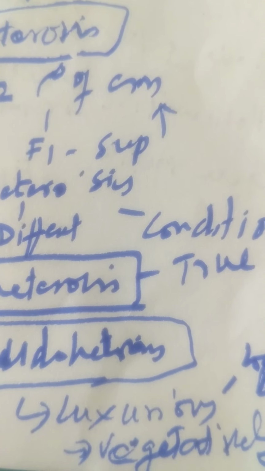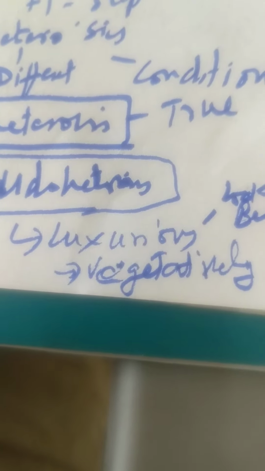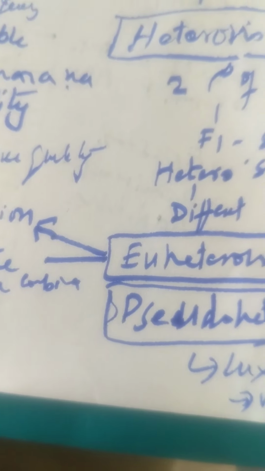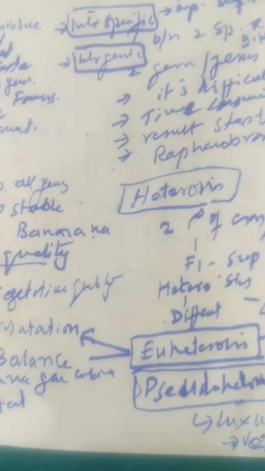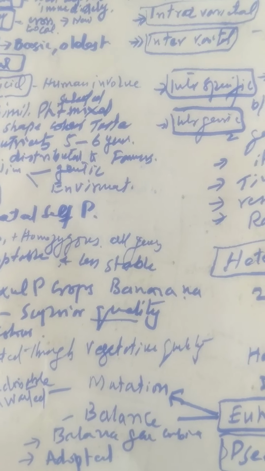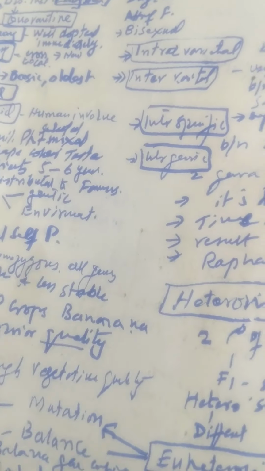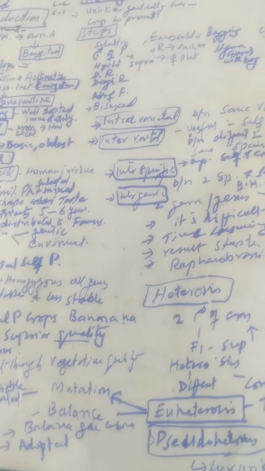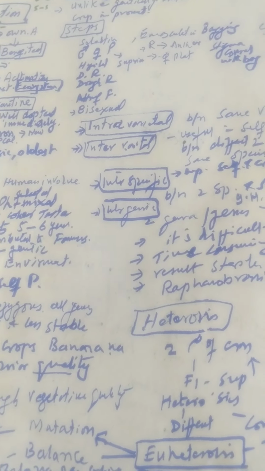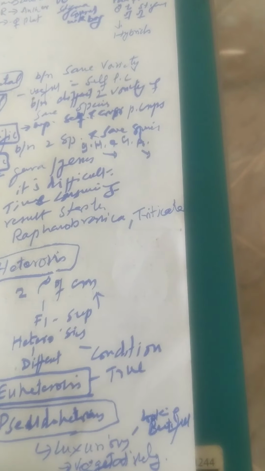Then next is heterosis, where 2 male and female plants are crossed and the F1 is superior to the parents. This is called heterosis. It is of 2 types: euheterosis and pseudoheterosis. Euheterosis is again of 2 types: mutational and balanced. Mutational heterosis is undesirable and unwanted, whereas balanced heterosis has a balanced gene combination and is adopted.